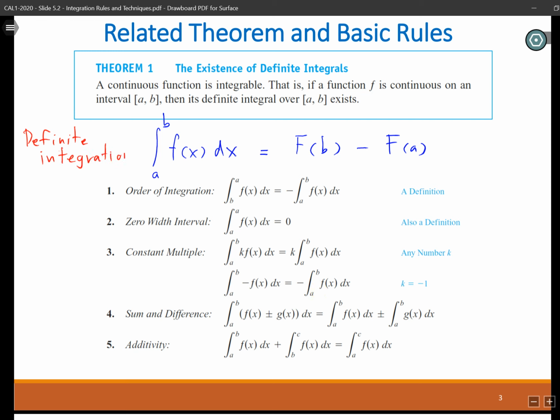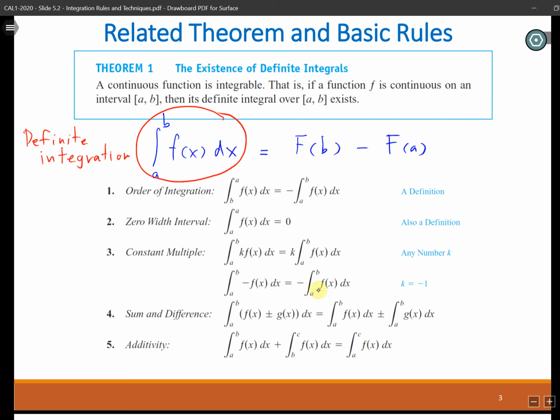So you can use this formula to find the value of your integration here. Now, I bring this up because when it comes to this definite integral, you have a starting point and an end point, and you can play with it. Now let's take a look at these properties 1 through 5. What can we play around with in this integration, with this form?